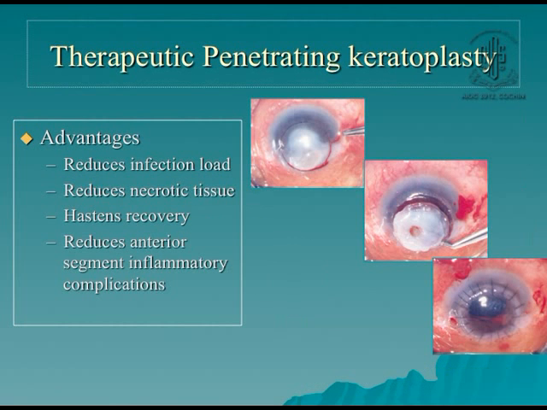In therapeutic penetrating graft cases like this, the surrounding seems to be well demarcated, but what you get here is only necrotic tissue. So unless we remove this tissue, the healing is not going to start. Like in surgical excision, we have to remove this necrotic tissue and fill that area with a large penetrating graft, so that it will reduce the anterior segment inflammatory complications. So it hastens the recovery also.